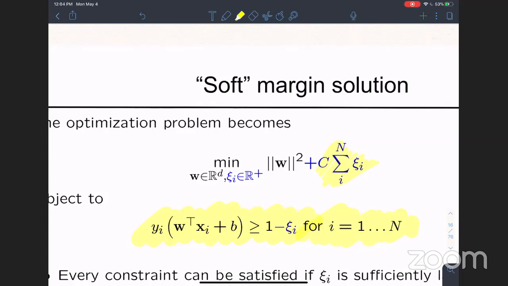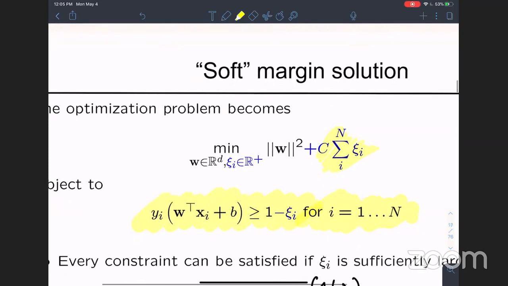wait a minute, let me think of it. Capital C is equal to 0 means, yeah, I think this can play on a different scale. Yeah, so capital C is inverse.